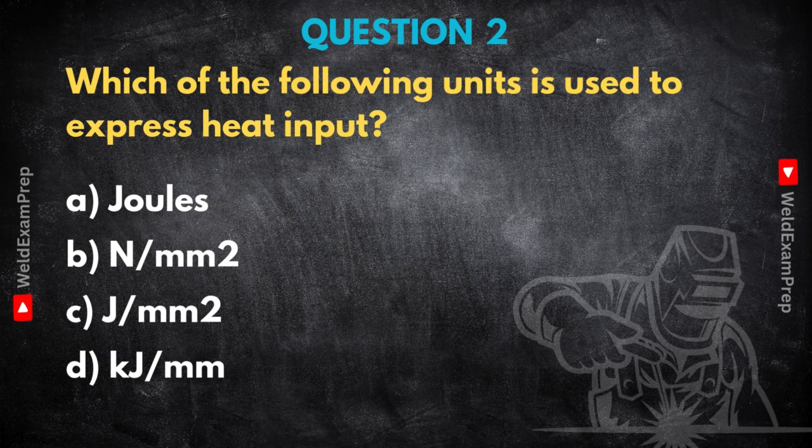Now, this feels like more than just picking a unit, doesn't it? This kilojoule per millimeter, it seems critical for controlling the metal itself. Why is this specific unit, kilojoule per millimeter, so important for an inspector to understand? What's it really telling us? You've absolutely hit on something key there. The correct answer is indeed D, kJ/mm, and you're right, it's not just about the unit itself.